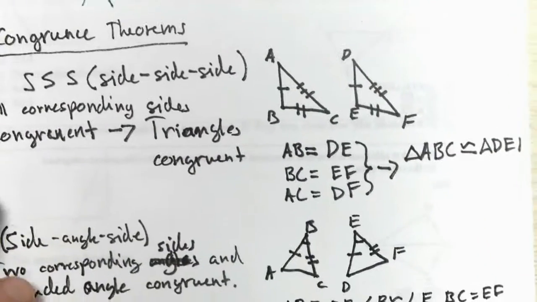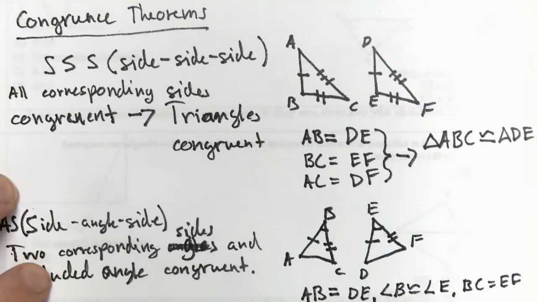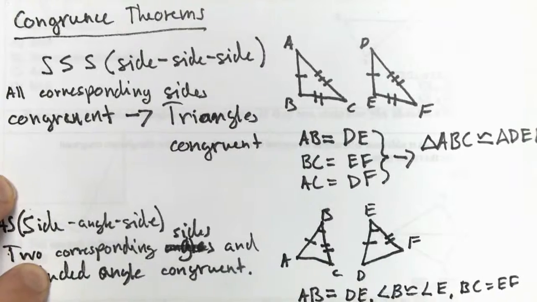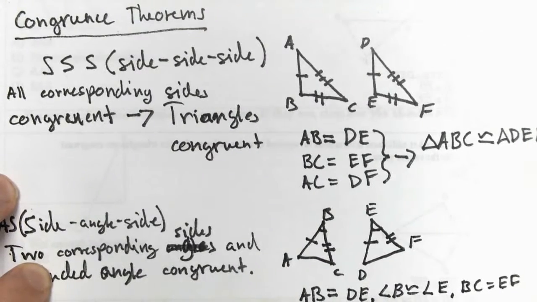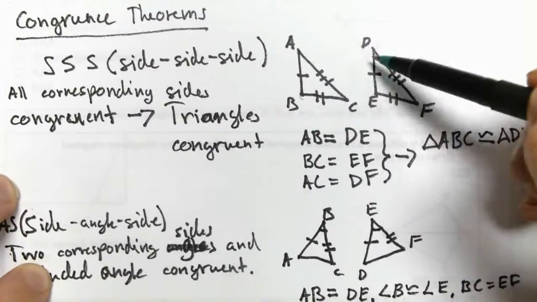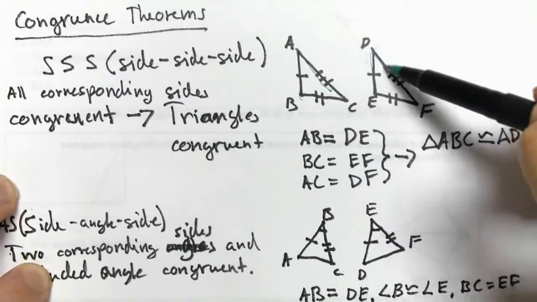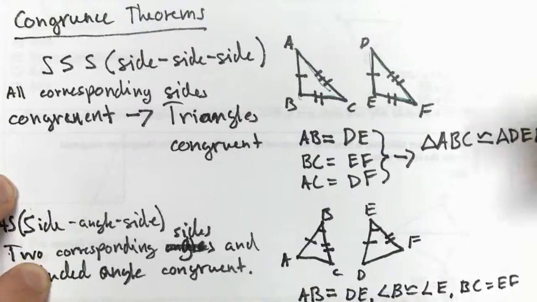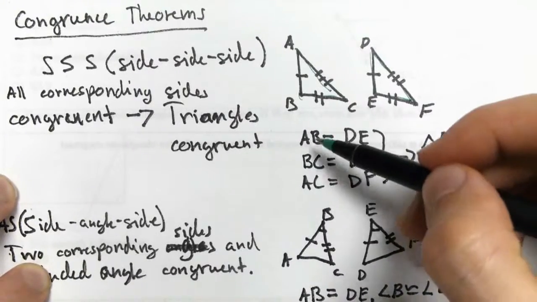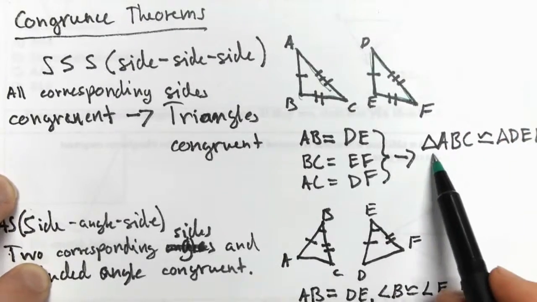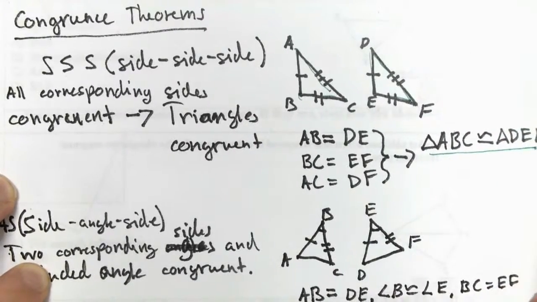So we have three main congruence theorems and then one that we don't use as often. The first one is side, side, side. It says if all three corresponding sides of one triangle are congruent to all three corresponding sides of another, then the triangles are congruent. It makes sense. If this side equals that side, this side equals that side, and this side equals that side, then the triangles are the same. That's exactly what it says here. AB equal to DE, BC equal to EF, and AC equal to DF means ABC is congruent to DEF.